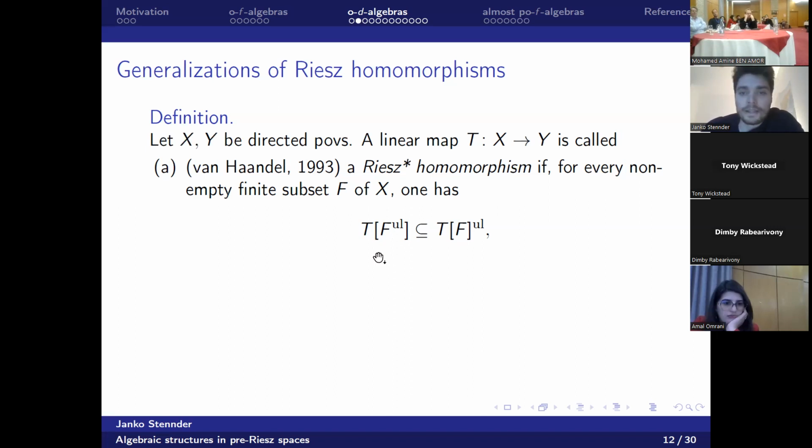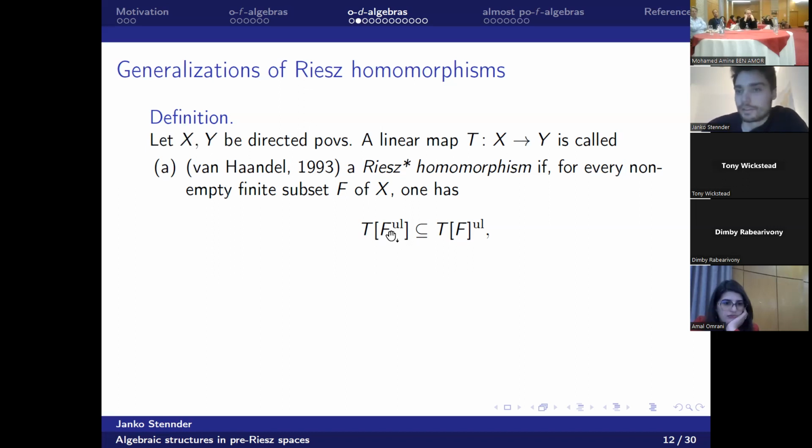And one could also ask why we need a finite subset F here and not only two elements, as we have for a Riesz homomorphism in a vector lattice. We just have the supremum of two elements. Why can't we just use a set which contains two elements here? This actually Van Handel had in his thesis.